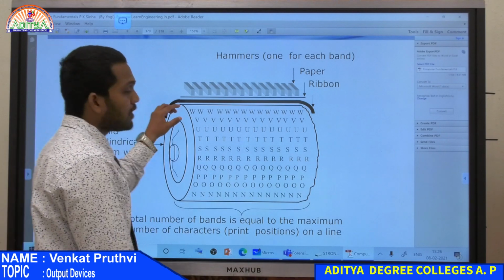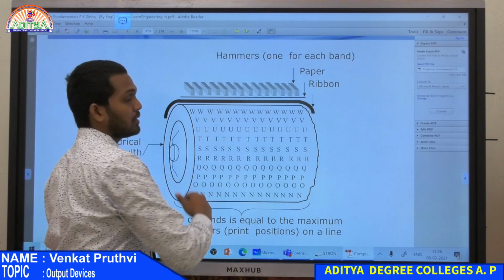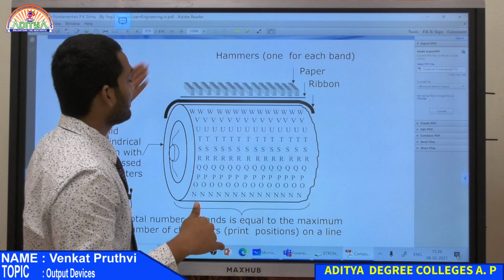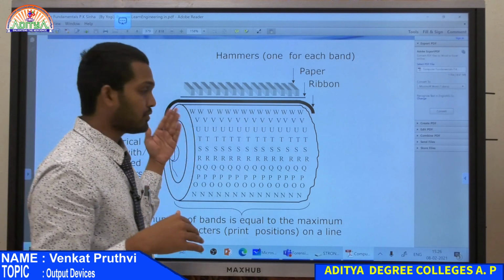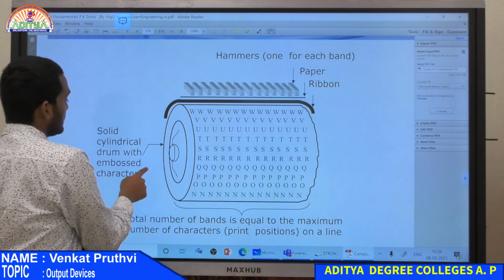Now, whatever is the font or the style that is there over here for the characters, only that style or font can be put onto the paper. Other than that, we cannot have any other kind of font or character that we want. Okay, solid cylindrical drum with embossed characters.